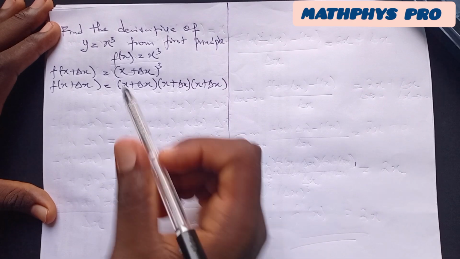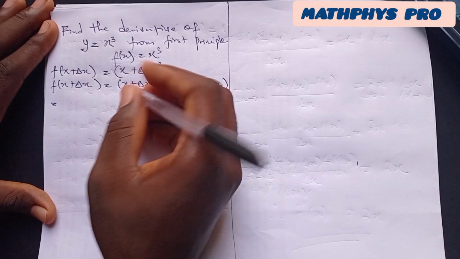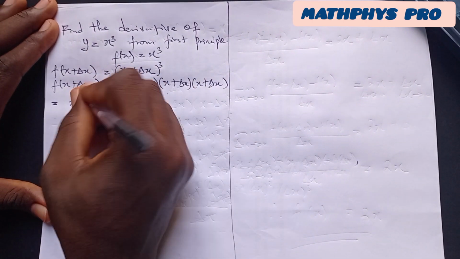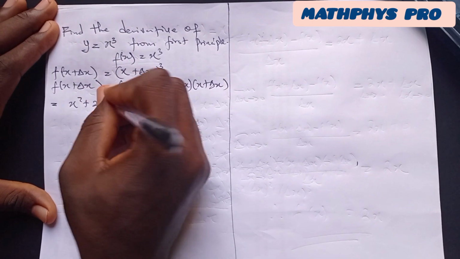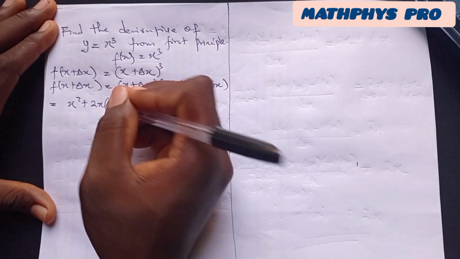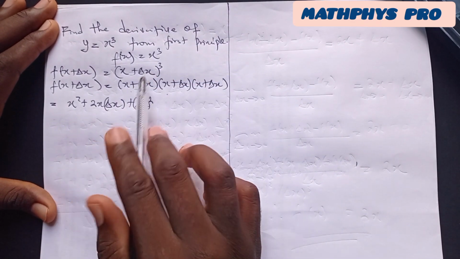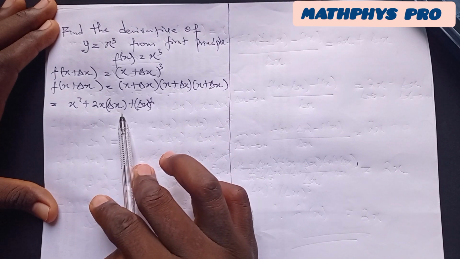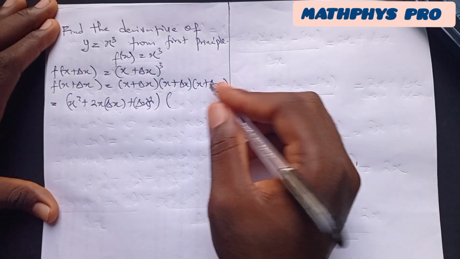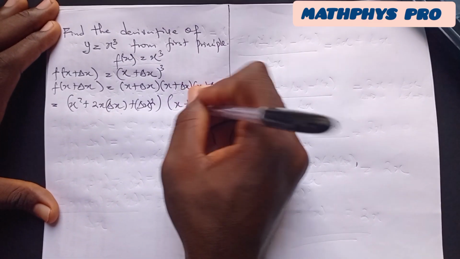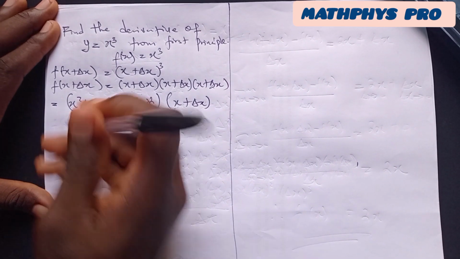Now let's work on this right hand side. Let's expand this. If you expand the first two factors, you have x squared plus 2x change in x plus change in x squared. Then this can still multiply with the third, which is x plus change in x.